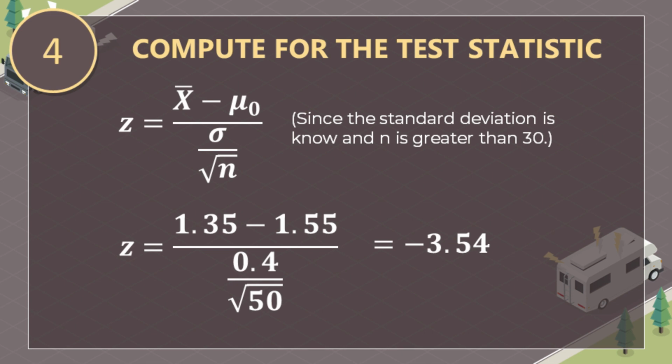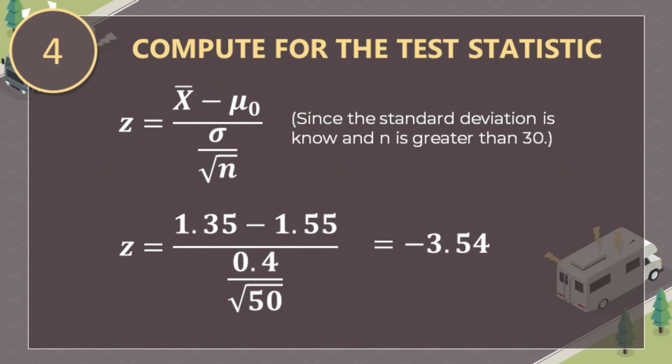Our next step is to compute for the test statistic. Our formula to be used is presented in the screen. This is the formula we will be using since the standard deviation is known or is given already, and n is greater than 30. So after inputting all the values, our test statistic would be negative 3.54.